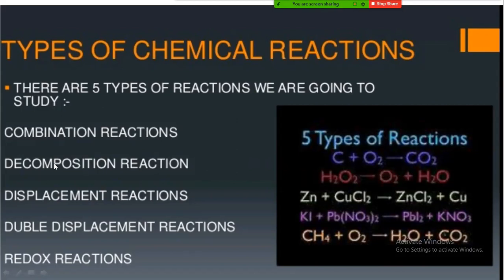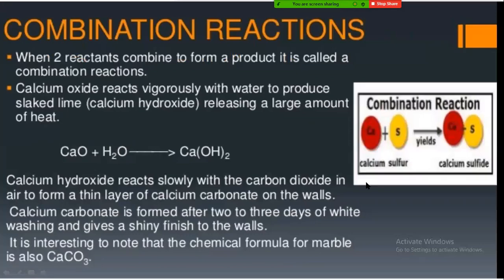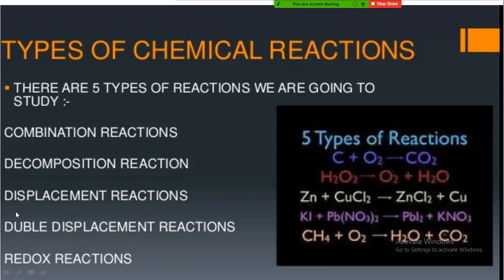Decomposition reaction. Now what is decomposition? Where something is completely destroyed, completely broken. So H2O2, hydrogen peroxide, when exposed to sunlight or a little bit of energy, breaks down into oxygen and simple water. Okay, right?